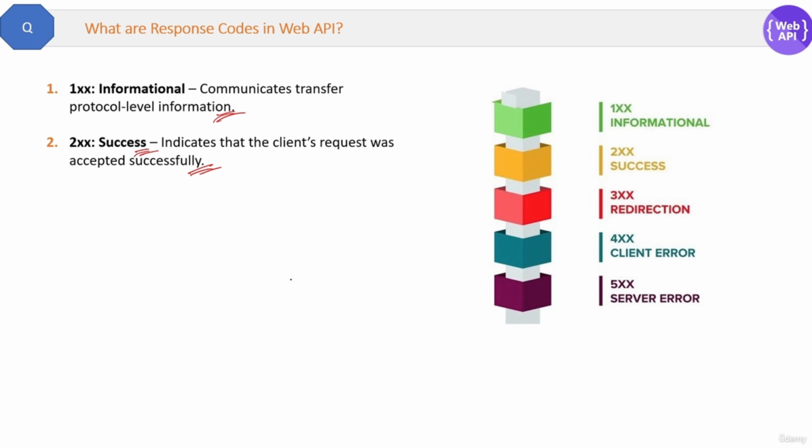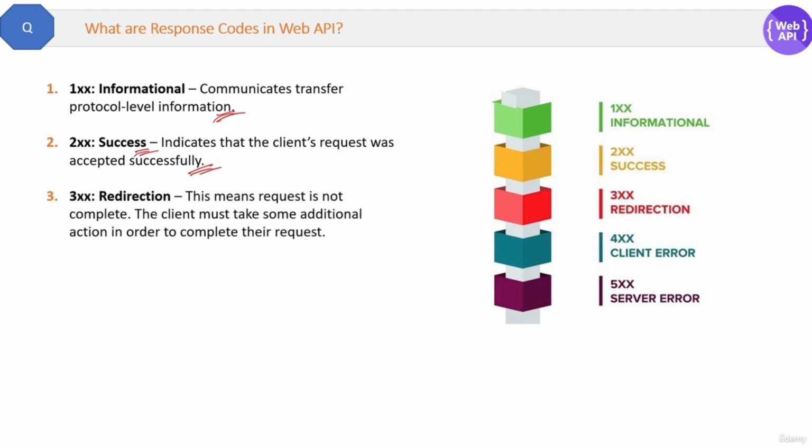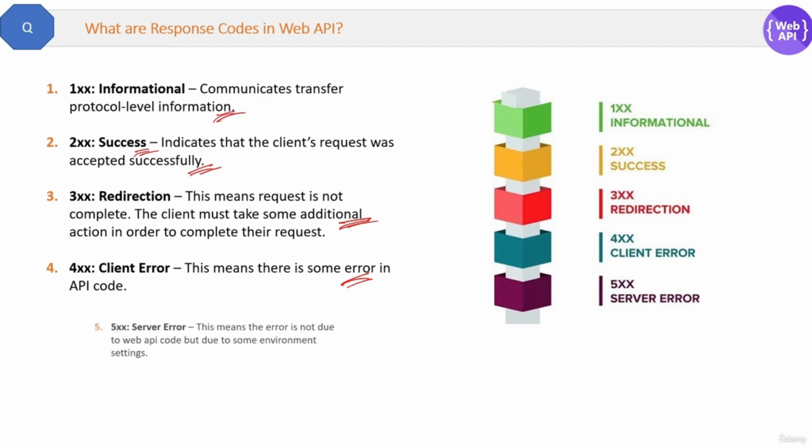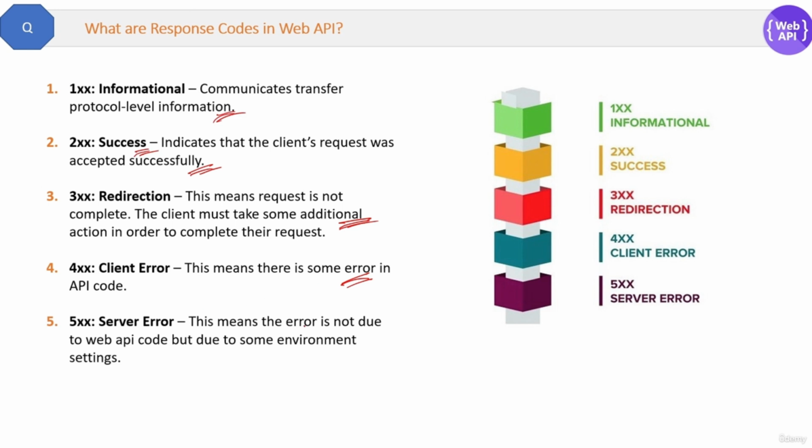Third one is 3xx. It is redirection. That means the request is not complete. The client must take some additional action in order to complete their request. That is 3xx. Then the fourth one is 4xx, which is the client error. This means there is some error in the API code or the data request for the Web API has some errors, and your request is not completed. The last one is 5xx, which means the server error.